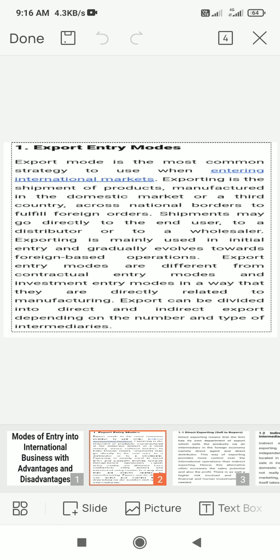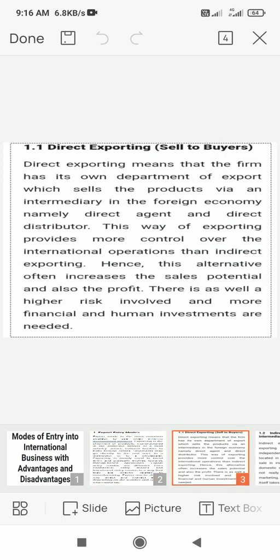So in the first category, here it is written direct exporting. Direct exporting means seller to buyer. Suppose you are the seller, so you are directly exporting the product to the buyer by setting up your own intermediary in the foreign market, or by setting up an agent who is directly connected to you, or you can directly sell to a distributor in a different country. That is called direct export, where you have direct contact with them.